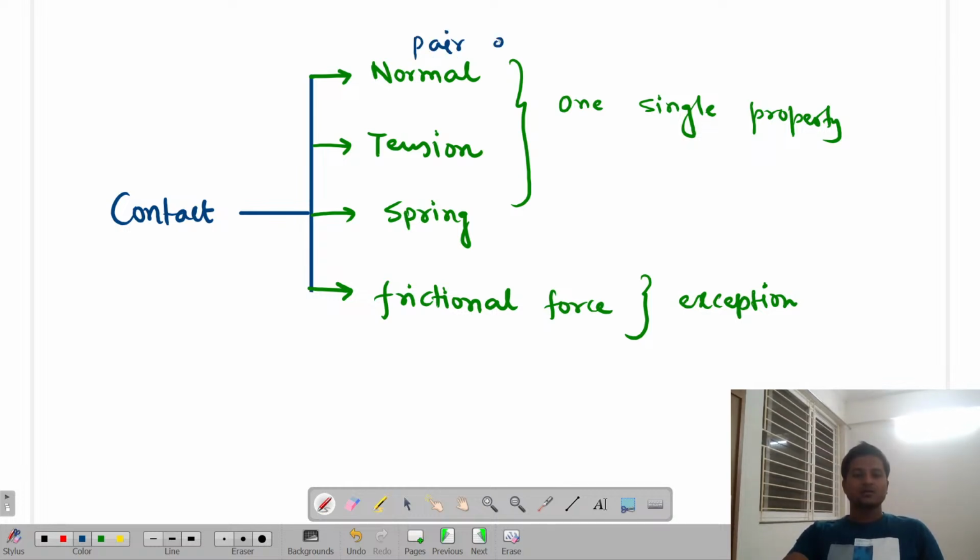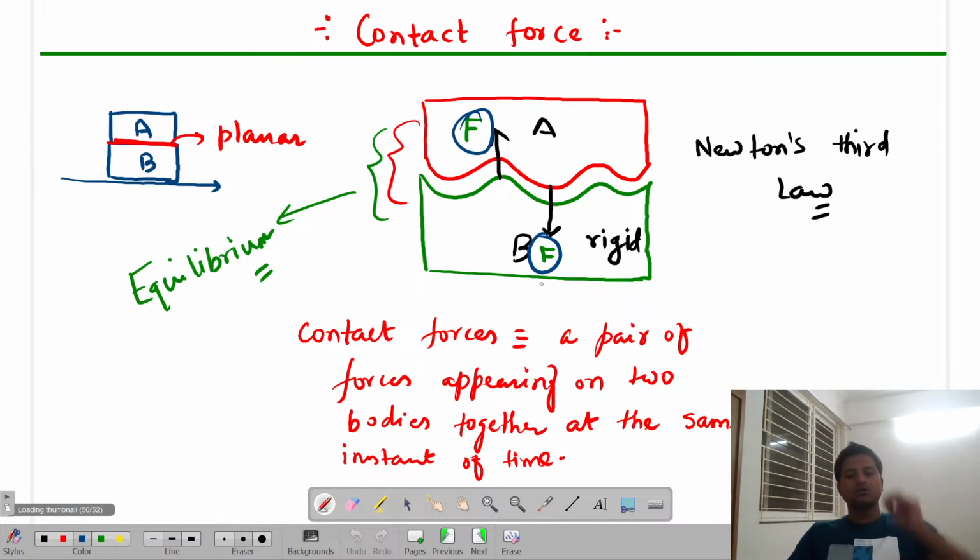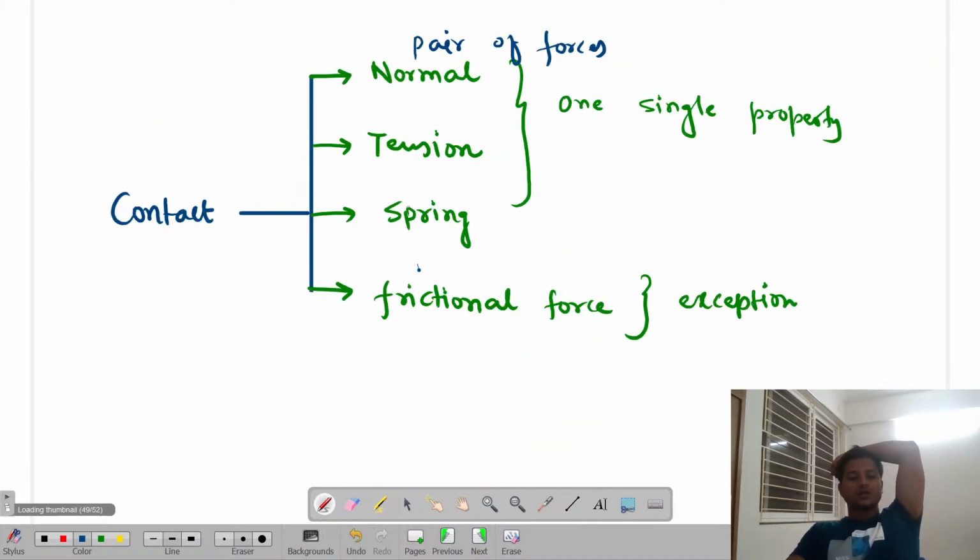What will they create? Basically we got to know what contact forces are. It is a pair of forces appearing on two blocks, two bodies together at the same instant of time. So here also all these forces will create a pair of forces. Friction will create, spring will create, tension will create, and normal will also create. Those pair of forces will provide the understanding of contact forces. Now the condition is that these pair of forces are equal in magnitude but opposite in direction.